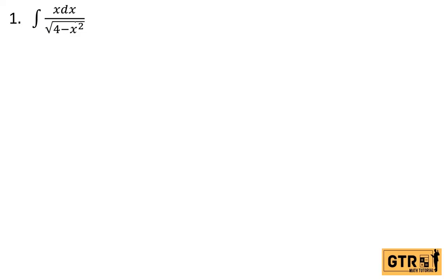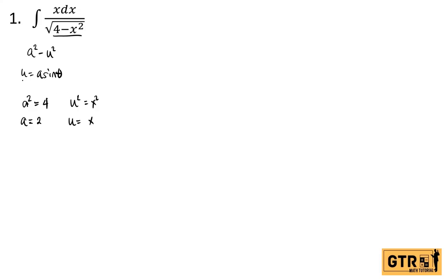Okay, so it's in the form a squared minus u squared. So therefore, we will use the substitution u equals a sine theta. So in this, the given 4 is the a square. A square is equal to 4. Therefore, the value of a is square root of 4, so a equals 2. So the u here, u squared is x squared. So therefore, the value of u is equal to x.